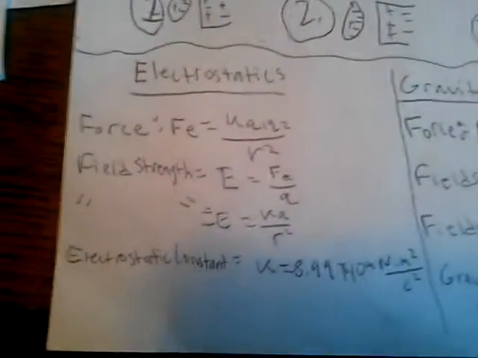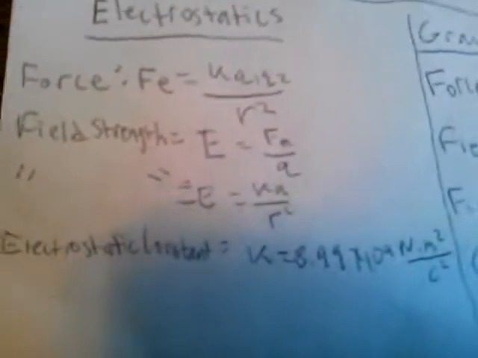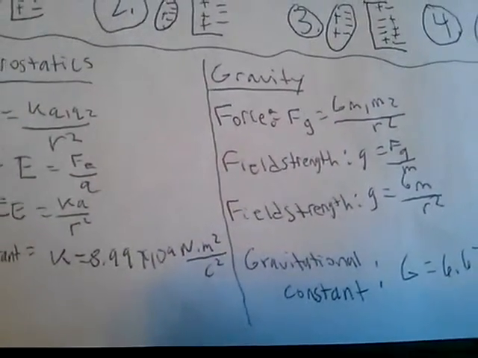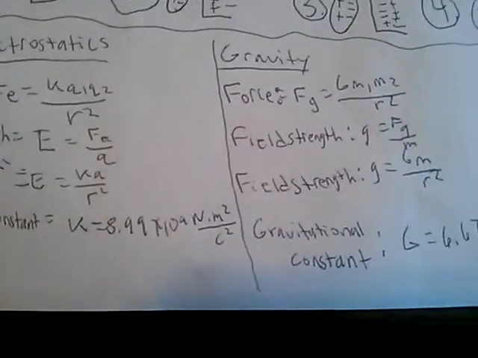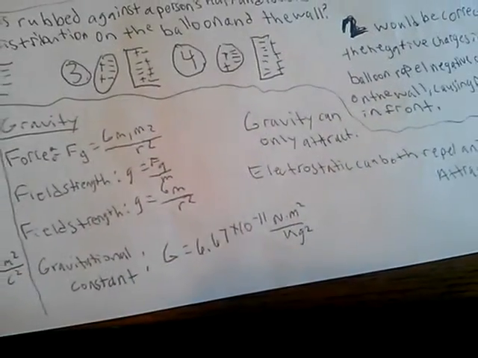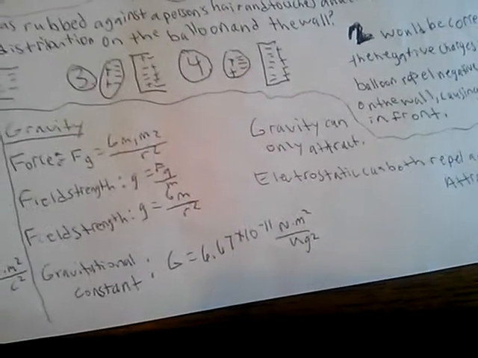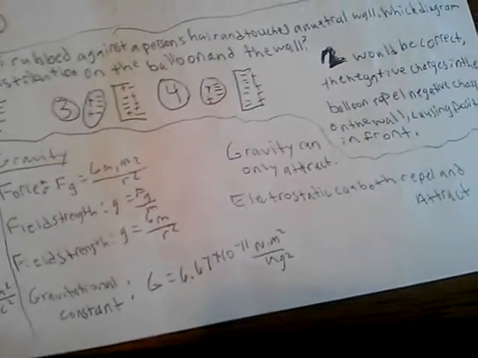Then two equations for field strength, E equals Fe over Q, and then E equals KQ over R squared. And then field strength here, g equals Fg over M, and then big G M over R squared, which again is pretty close. And both of them have their own constants, electrostatic constant and gravitational constant. The major difference between these is obviously that gravity can only attract, while electrostatic can both repel and attract.